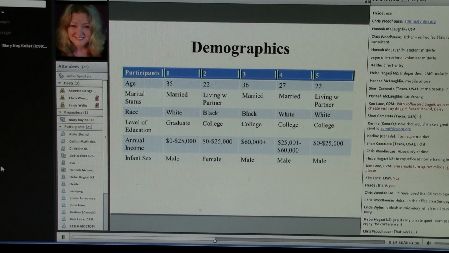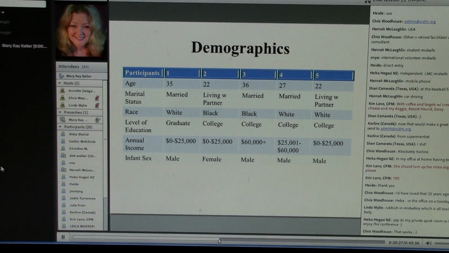The race, we had 3 Caucasian men and 2 African American men. And then their level of education, and as you can see, there were 4 fathers of college level. 2 of them were earning less than $25,000. They were full-time students. The college fathers who were earning more than $25,000 already had their college degree and were out earning in their chosen field.